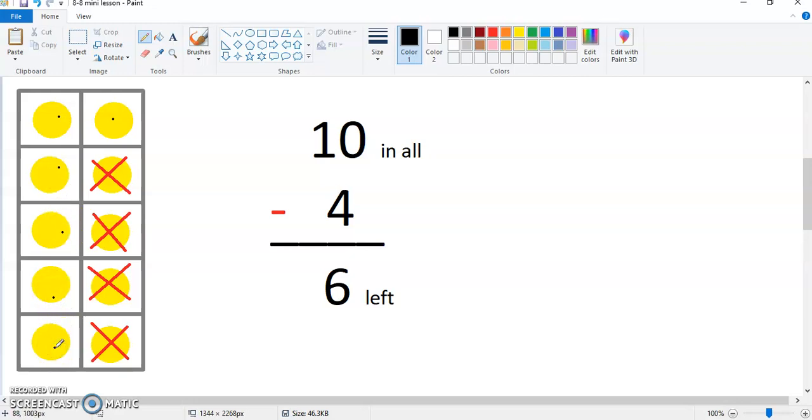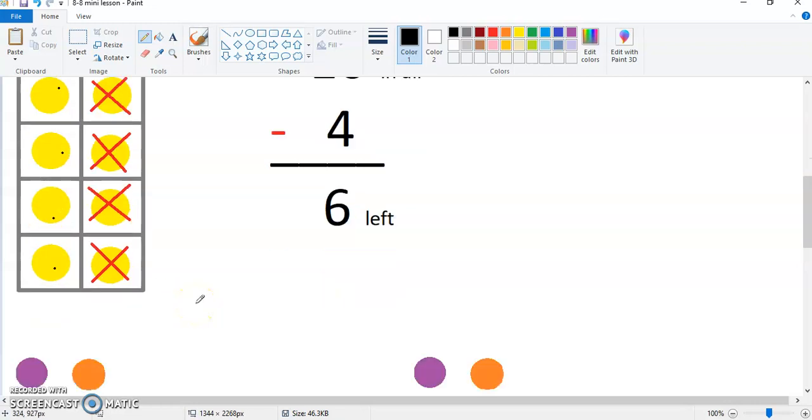Now you might be saying, Miss Morga, you didn't have to count all of those. And you're right. We know that this side has 5, so we can just count on 5, and 1 more is 6. That's a quick way of doing it. But it's okay to count too. So we said 10 in all, take away 4, minus 4, because that's what our raccoon said, equals 6 left over. Here they are, 6 left over.